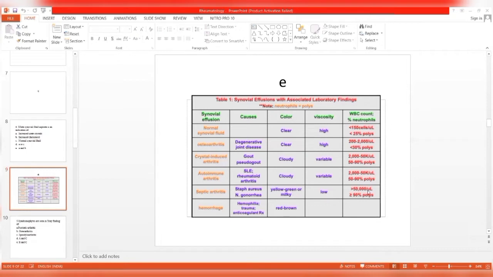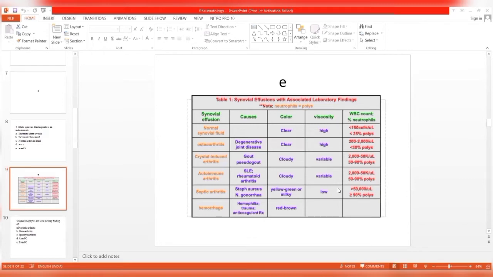Understand? Next, in case of hemorrhage, there is something known as hemarthrosis, which is caused by hemorrhage into the joint space. It is seen in conditions such as hemophilia and also trauma. Since there is presence of blood in the synovial fluid, the color of the synovial fluid becomes reddish brown, and nothing about viscosity and WBC count.